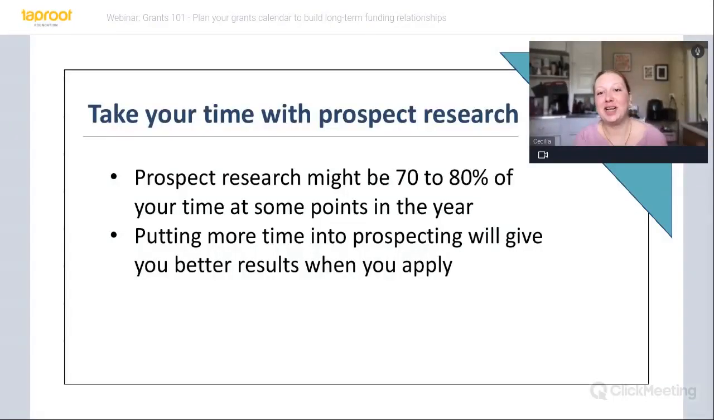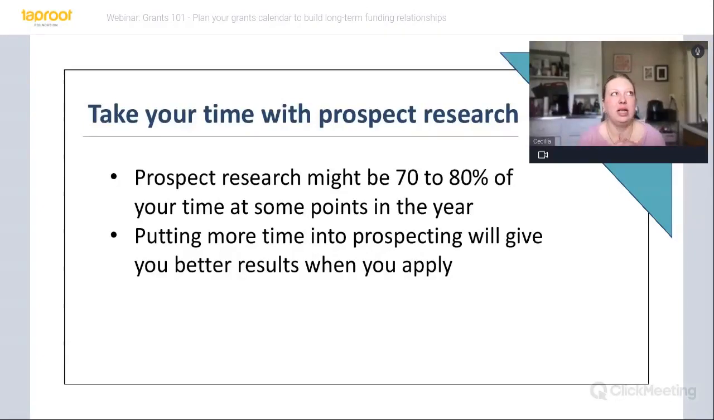The first one is: take your time with prospect research. Prospect research might be 70 to 80% of the time that you spend at work if you are a fundraiser. And the reason that it is so much, and maybe it doesn't seem like it should be that much, is that this pre-work will be very helpful when you eventually turn to the writing of the grant.